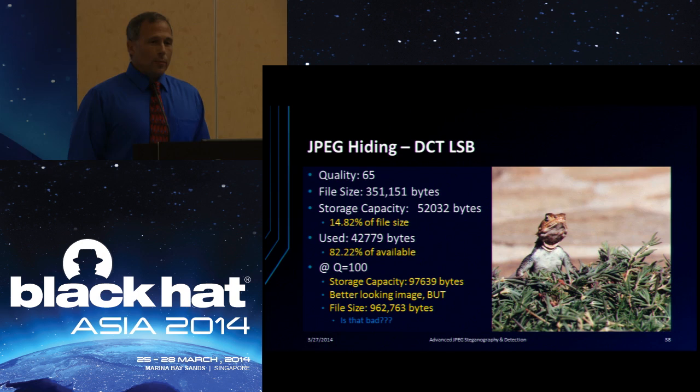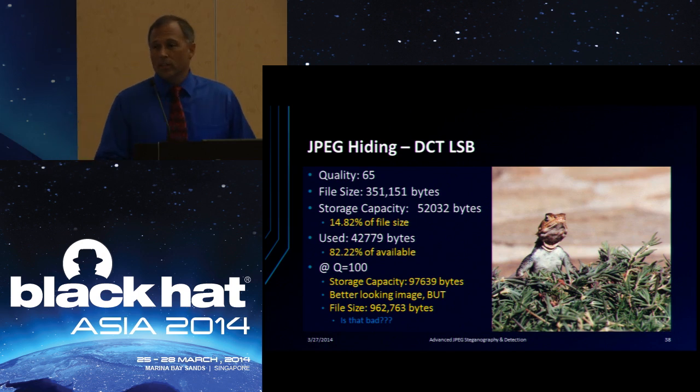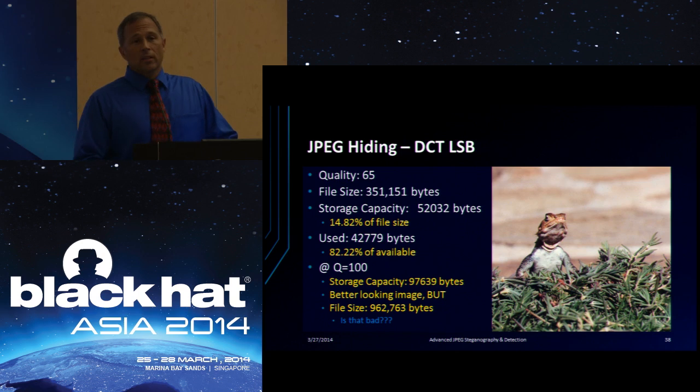Most JPEG editing programs that I've seen will allow you to adjust the quality, save it as high quality or low quality type thing. So quality 65 is what is used for this. You have a storage capacity of about 50,000 bytes, which is about 15% of the file size. At quality equals 100, we have a storage capacity of 97,000 bytes. So about 40,000 bytes more. It's better looking, but the file size is larger.